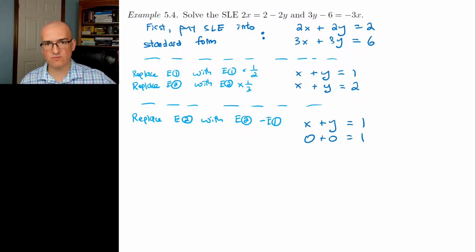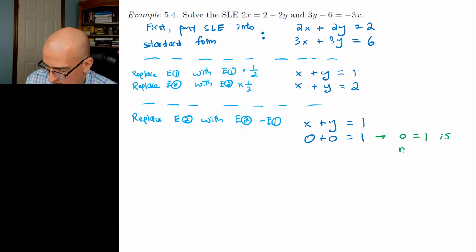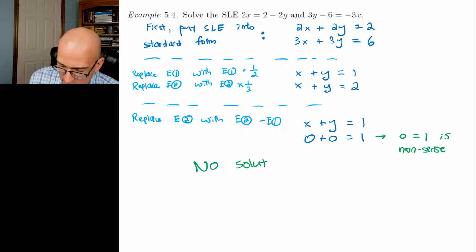You've got one person with 1 pizza and someone with 0 pizzas. That's not the same. In no universe at any point in time, in the past, the present, or the future, will this ever be true. So 0 equals 1 is nonsense. No solution. There is no key that will simultaneously unlock both of those doors at the same time. No solution to the SLE.